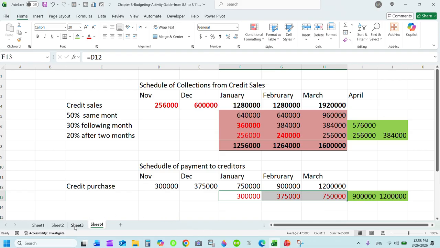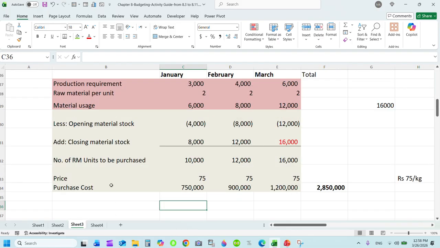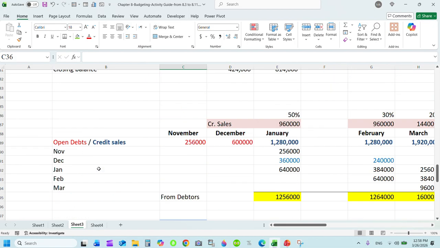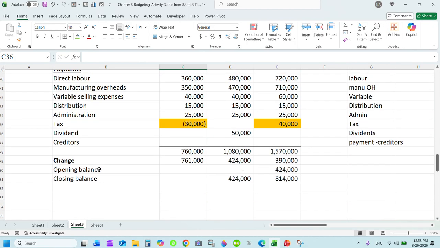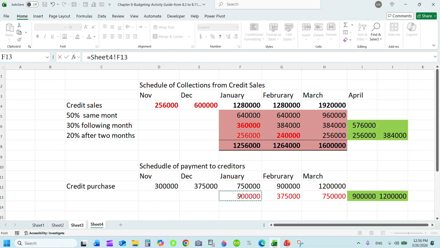So let's take it to our schedule. This is our cash budget linked to this.